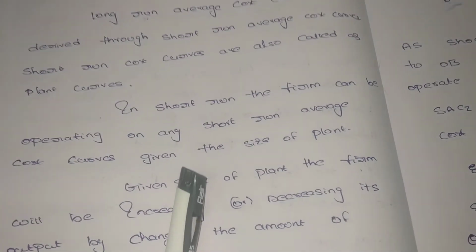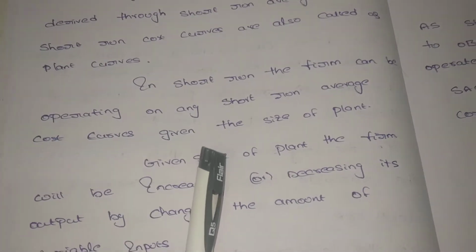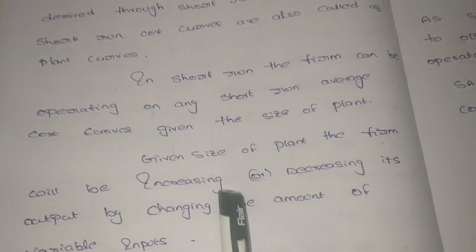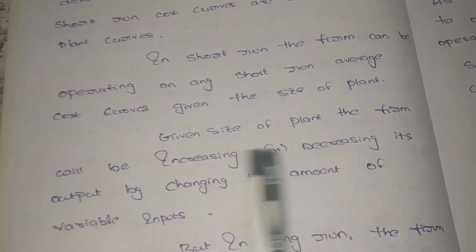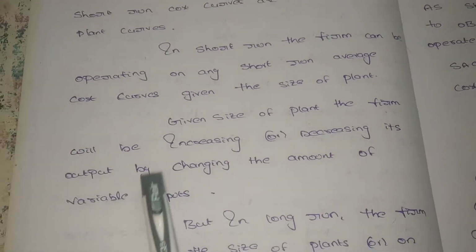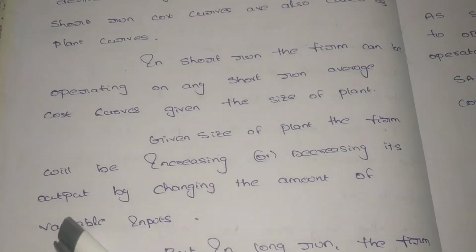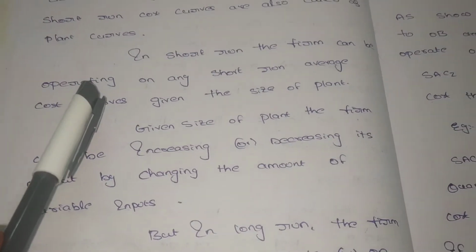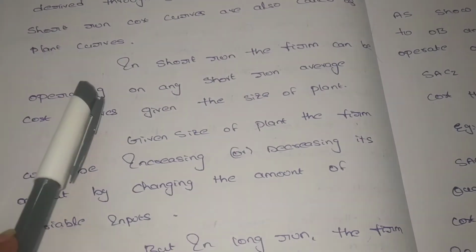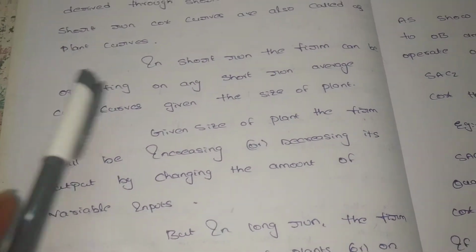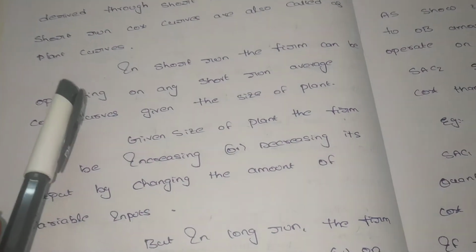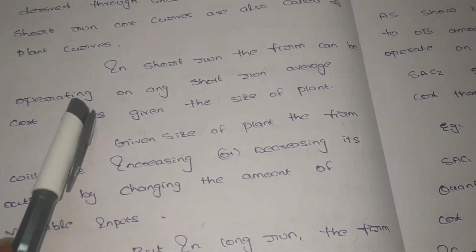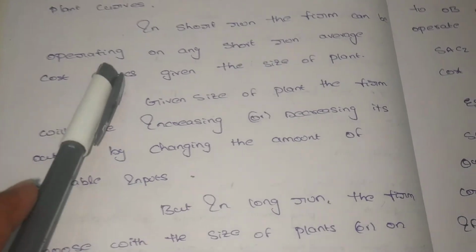We want to find out the long run average cost curve as well. First the base is the short run average cost curve, then only can we go for the long run average cost curve. Given the size of the plant, the firm can increase or decrease its output by changing the amount of variable inputs. In the short run, there is a fixed plant, and we are able to increase up to 50 units, otherwise we are unable to increase because the period is less than 1 year. So we are unable to do innovations or research, so there is no chance for increasing or decreasing production.